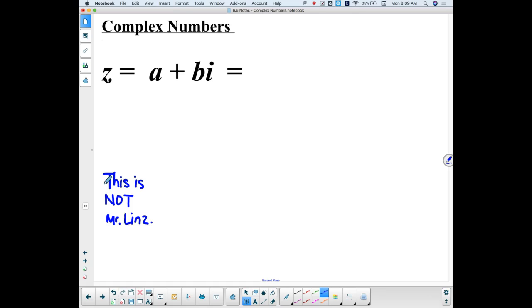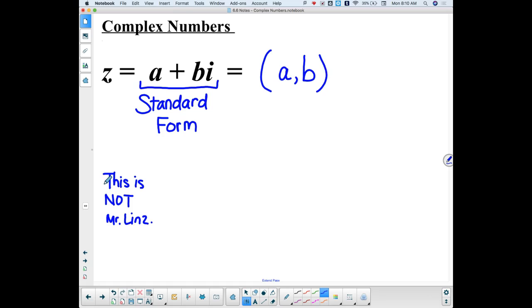Okay? So today we're going to start talking about complex numbers. You just got done doing the Algebra 2 imaginary numbers way of standard forming it and all that wonderful thing. Now we're going to take it up a notch, and we're going to go to the trig form. So A plus BI is the standard form of a complex number, which in an ordered pair form would be A comma B. So that's two different ways right there to write a complex number. Remember that for later, okay?